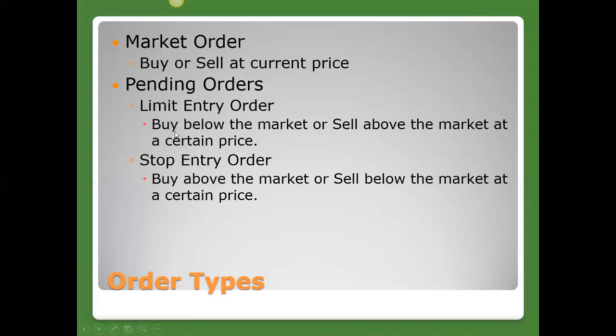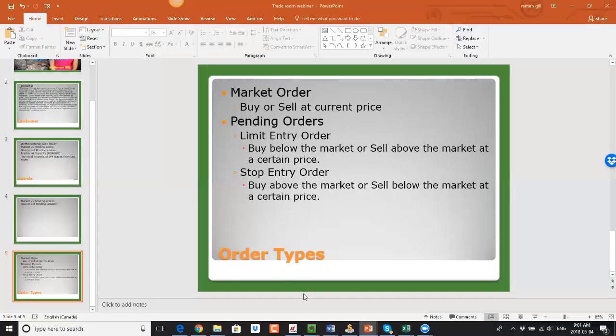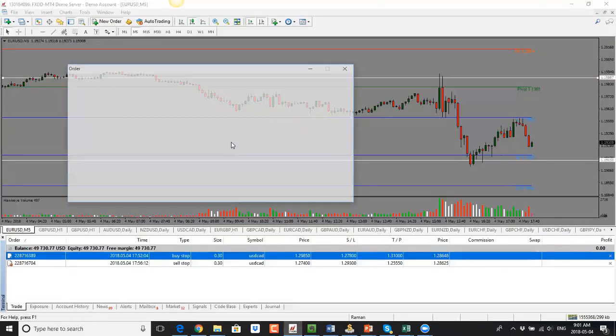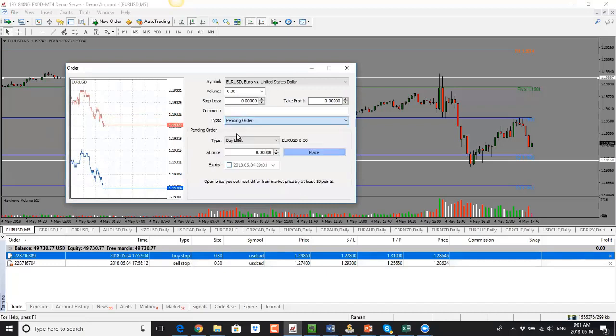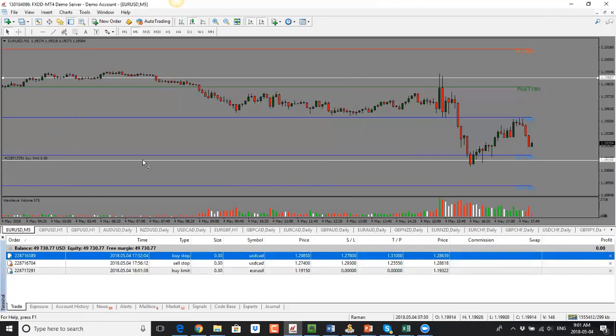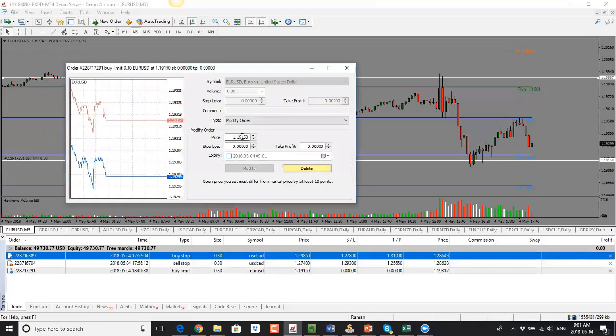Within the pending orders, there are 2 main types: limit orders and stop entry orders. With limit orders, we are going to buy below the market and sell above the market. Going back to our charts here, let's say we wanted to buy here. We would place a buy limit order. In the type, we go pending order and select buy limit order, and we'll place our price at 1.1915. You can put in your stop and take profit target, and we'll place this, and you will see there will be an order right here. Actually, I'm just going to change it a little bit so we can actually see it.